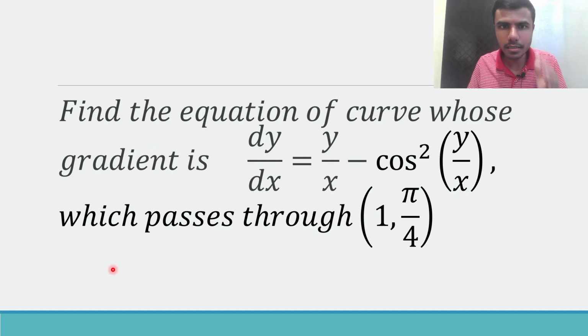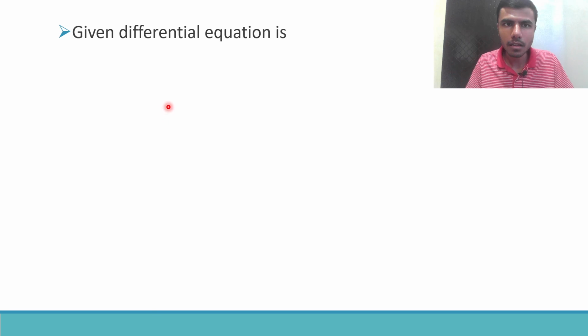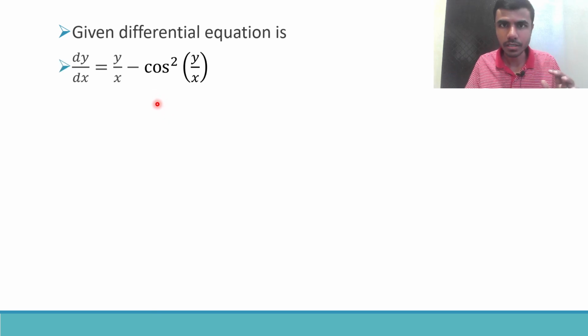It's also saying that the curve which we will get passes through (1, pi by 4). Now how to do this? Please stay with me. So this is the given differential equation.